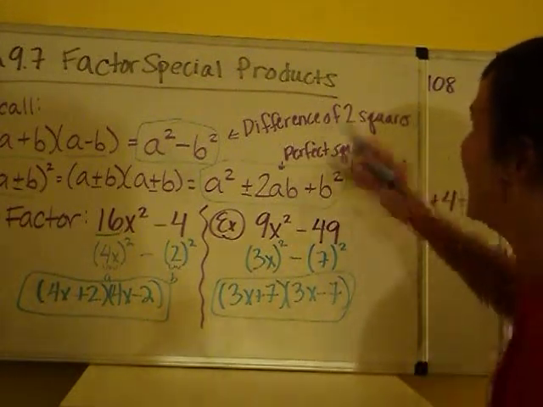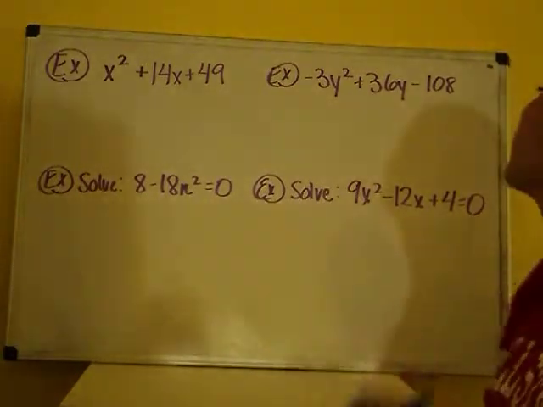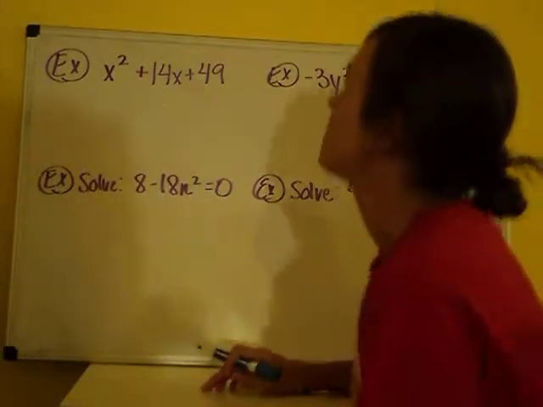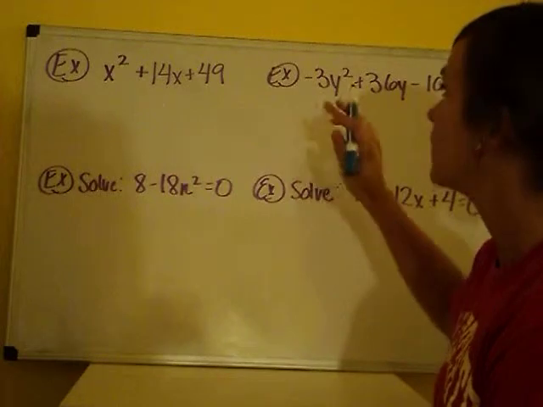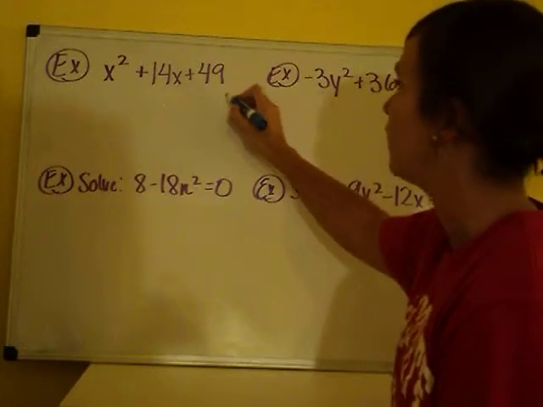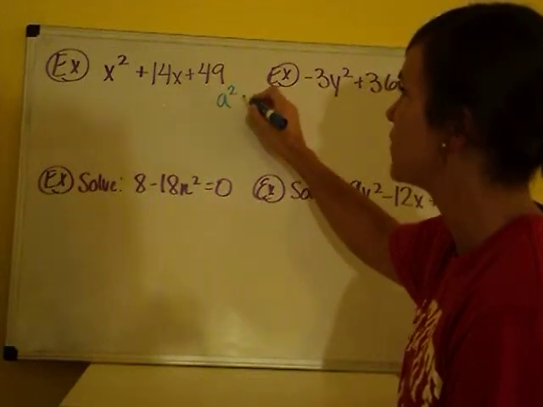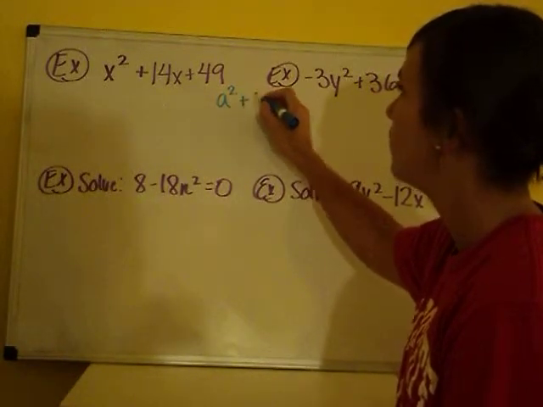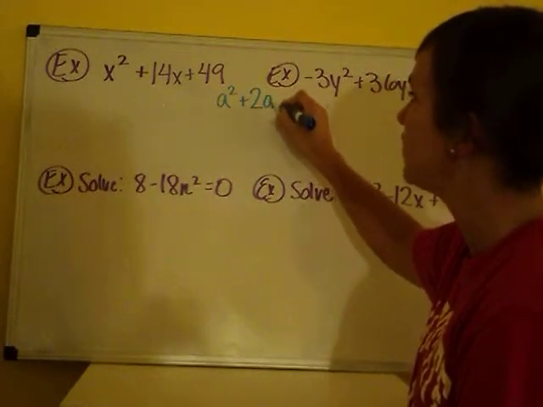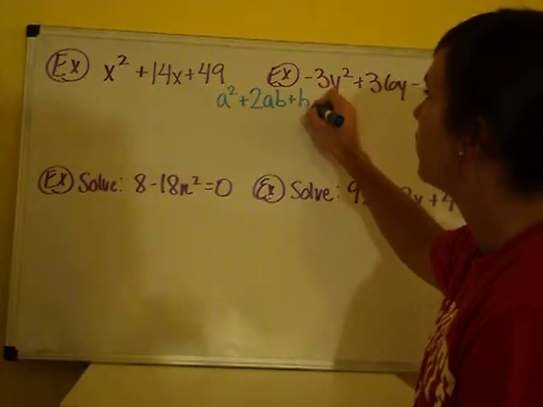Okay? Alright, moving on to a perfect square trinomial. Okay. Here, if you did not see the pattern, what we have here at the perfect square trinomial is we have some number that's being squared plus 2 times our a or b plus our b squared.